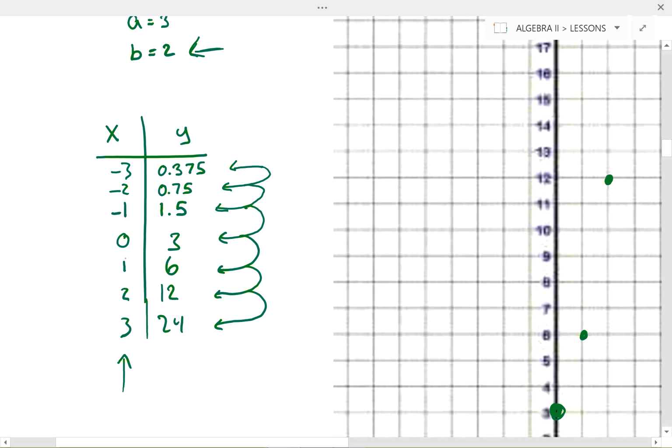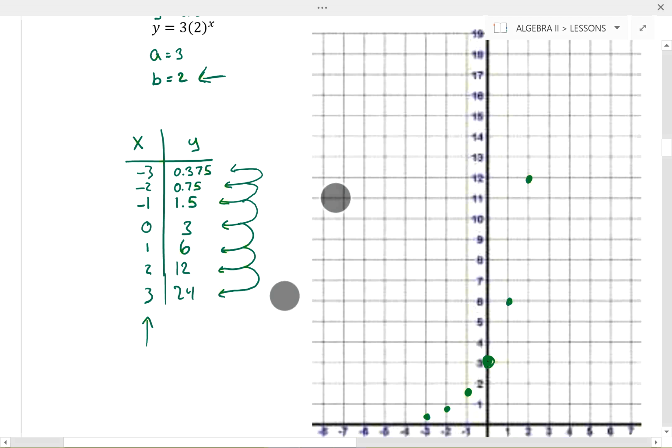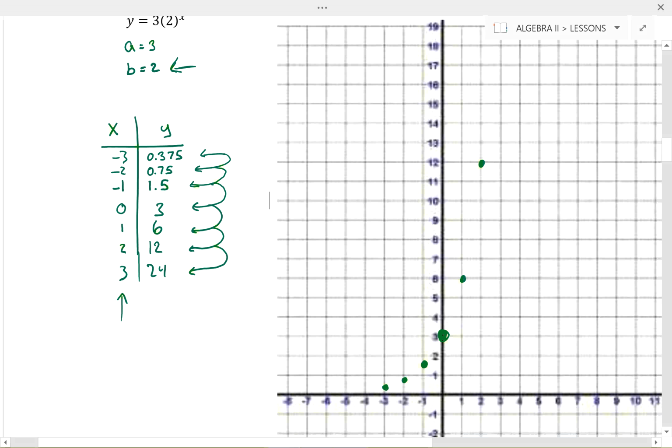If I were to count by 2s in the x column, we would not see that pattern of each consecutive one being multiplied by 2. We only see that because in my x column, we're counting by 1s. The other important piece is that we can actually go backwards, but instead of multiplying by 2, we divide by 2. 24 divided by 2 is 12, divided by 2 is 6, divided by 2 is 3, divided by 2 is 1.5, divided by 2 is 0.75, divided by 2 is 0.375.